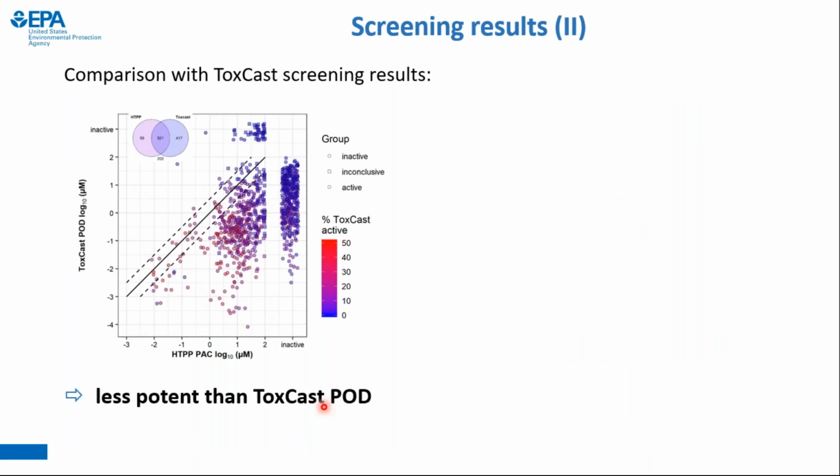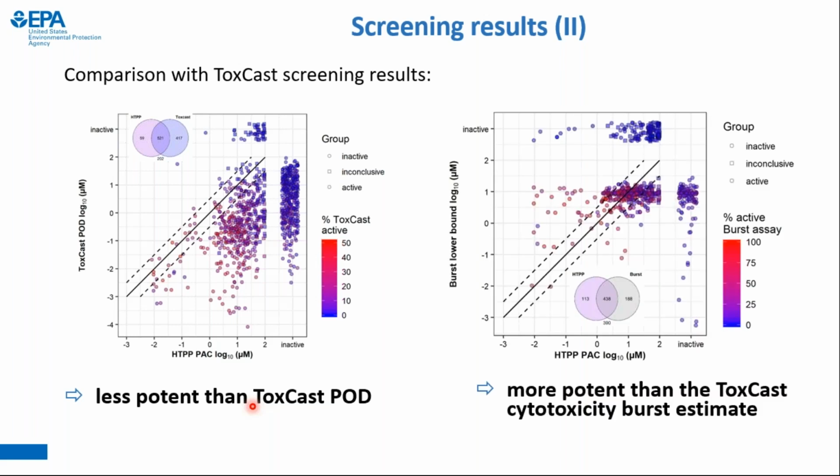I then wanted to compare the potencies, and we've also seen it a little bit in the previous project, that we know that we are getting less potent values than ToxCast predictions. And that is shown here again, where I simply compare the HTPP phenotype altering concentration to a point of departure that I derived from the ToxCast assays. And what you can see is that we are getting less potent values than the ToxCast points of departure.